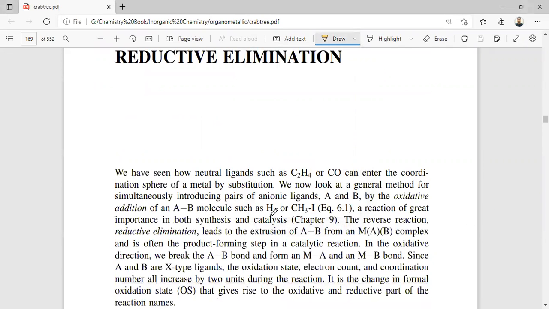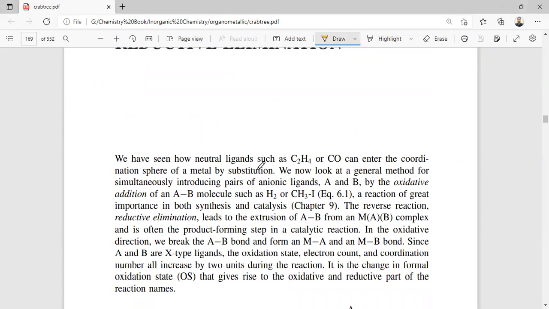So we have seen how neutral ligands such as ethylene or CO can enter into the coordination sphere of a metal by substitution. We now look at the general method for simultaneously introducing a pair of electron ligands, A and B, by the oxidative addition of A-B molecules such as H2, CH3R. A reaction that is important in both synthesis and catalysis.